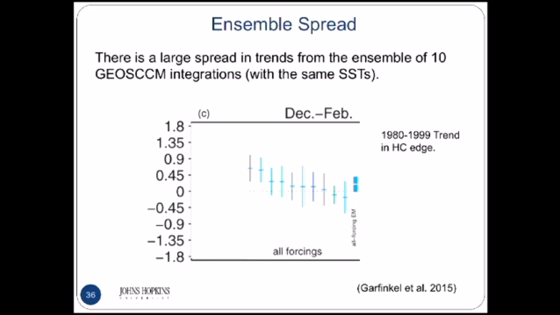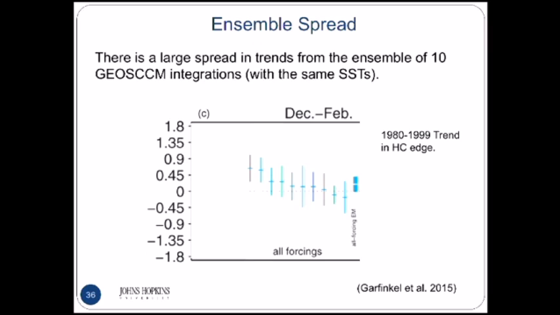And let me just cut to the results. So when we looked at these individual runs, this is the trend in the Hadley Cell edge for 10 different runs that have SSTs changing, greenhouse gases changing, ozone changing, but in each run the same SSTs are prescribed, the same greenhouse gases, the ozone change is basically the same. And we get the mean, which is the result I showed before. The mean shift was around, say, 0.3.